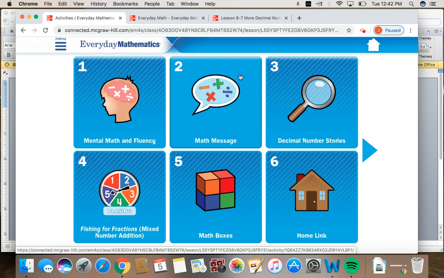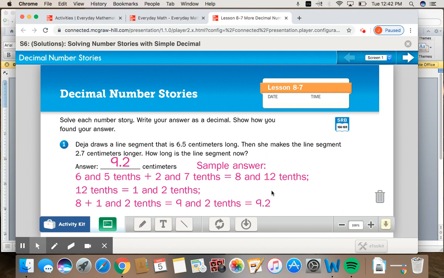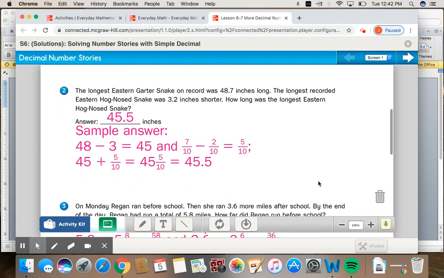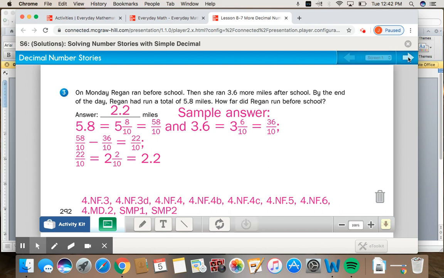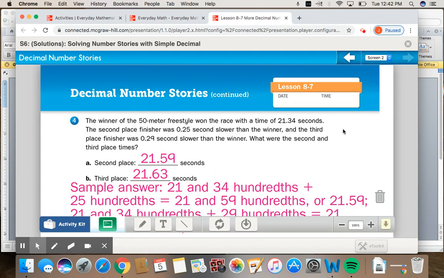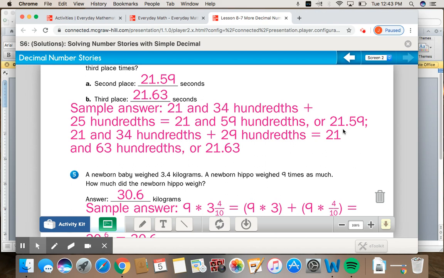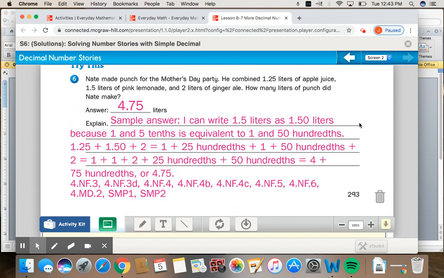So here's the answers. Remember, pause your program if you're not ready to see them yet. Okay. Alrighty. Here's the answer to number 1. Here's number 2, number 3. And if you'll notice, the answers are given in decimals, but they're also showing you if you decided to leave it the other way. And here's number 5, and here's the try this. How'd you do? Did you get it? All right, let's go back.